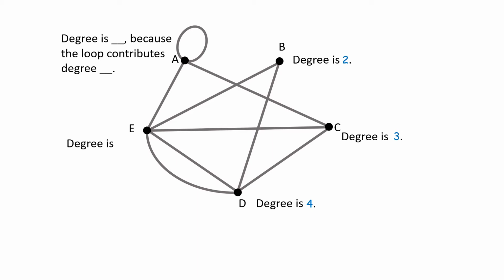At vertex E, we count 1, 2, 3, 4, 5 edges, so the degree is 5. And now let's look at A. That degree is 4 because the loop contributes 2 degrees.